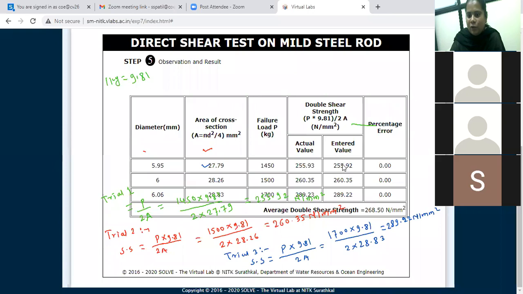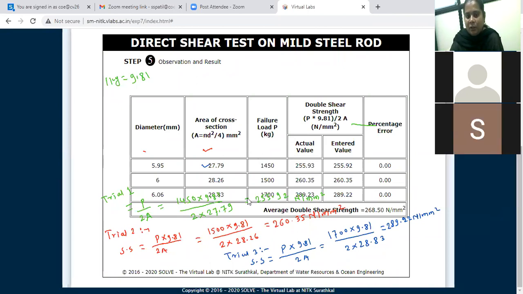So our values and actual values are matched. The actual value is 255.92 and our value is 255.9. For trial 2, 260.35, 260.35, and for trial 3, 289.23. Also, we observed here 289.22. So the error is 0. In that way, we have to find out the double shear strength of that mild steel rod.